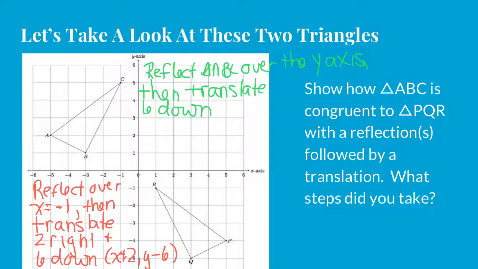So pause me while you formulate your answer and then come back to check with me. I actually thought up two answers. So in green, I thought if we reflected triangle ABC over the y-axis, then we could translate it 6 down and things would be great. But I also saw if we reflected over x equals -1, which is right here, this line, then we could translate 2 more to the right and 6 down, and we would also be okay.